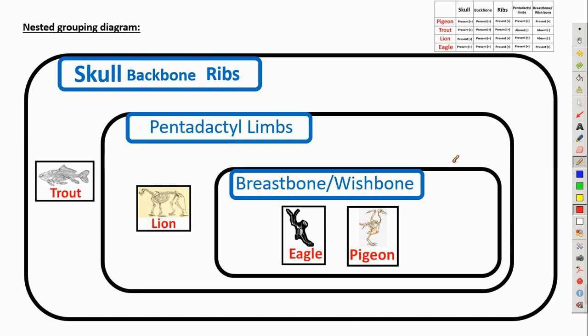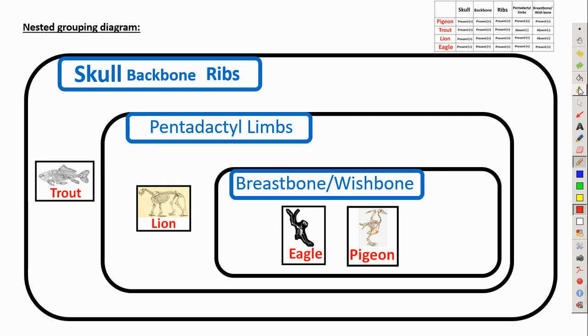So it's always the same principle. If two species have more characteristics in common, they're more closely related. Very clear example here: eagle and pigeon, they have more characteristics in common, they're more closely related. Those were the two main things: building a characteristic grid and making a phylogenetic tree.